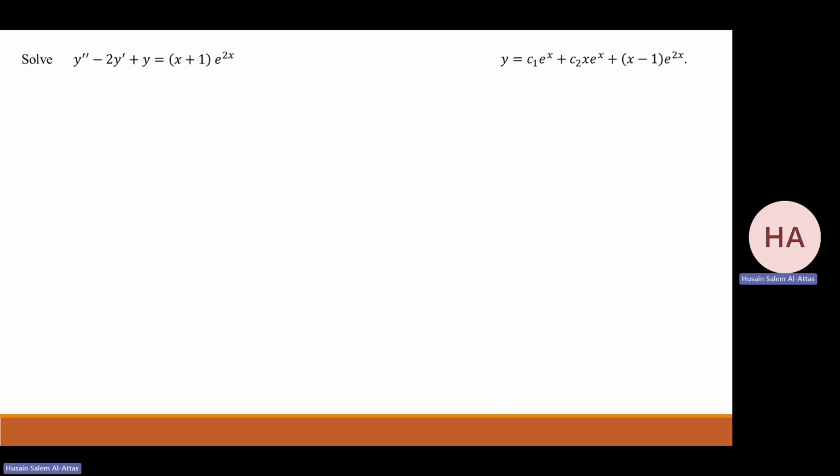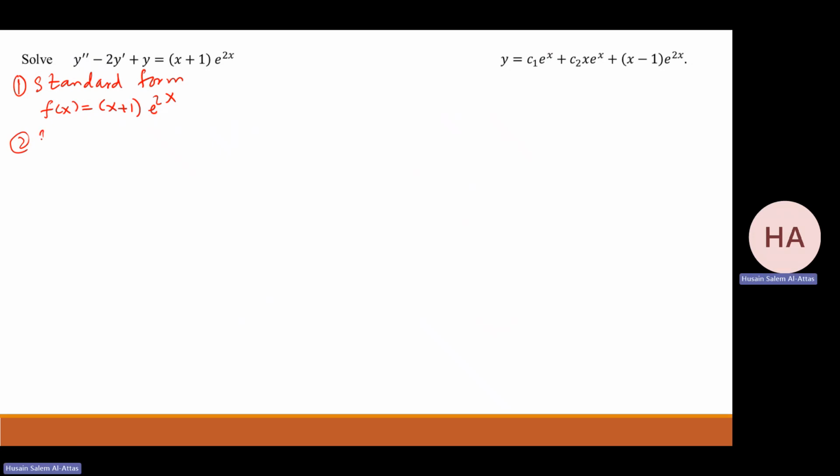Okay, now let me do this example. First, is it in standard form? Yes. What's the coefficient of y double prime? 1. Done. By the way, if it is -1, it's not acceptable; I need to multiply by -1. So this is standard form. What is f of x? It is (x plus 1) e to the power x. This is my first step.